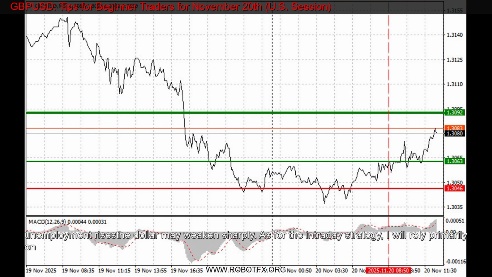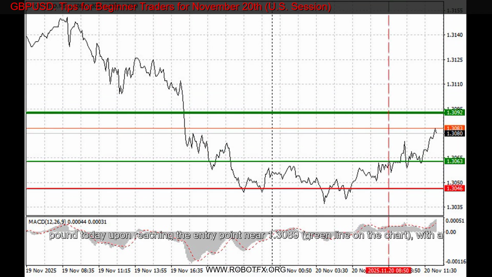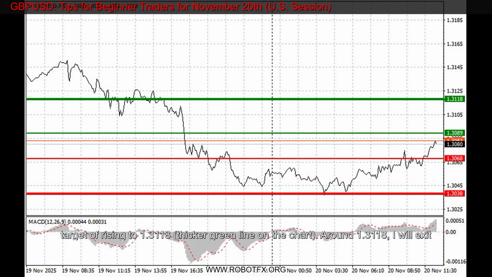Buy signal, scenario no. 1. I plan to buy the pound today upon reaching the entry point near 1.3089, the green line on the chart, with a target of rising to 1.3118, the thicker green line on the chart. Around 1.3118, I will exit buy positions and open sell positions in the opposite direction, expecting a 30-35 point move from the level.